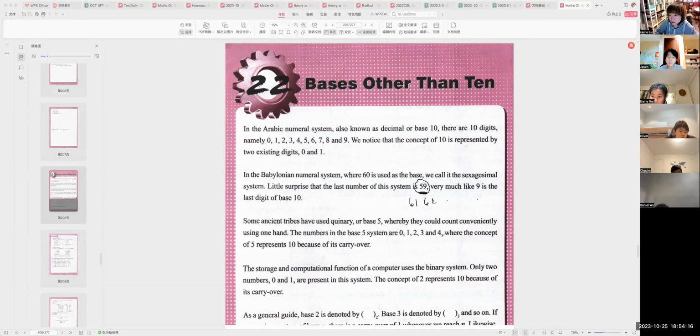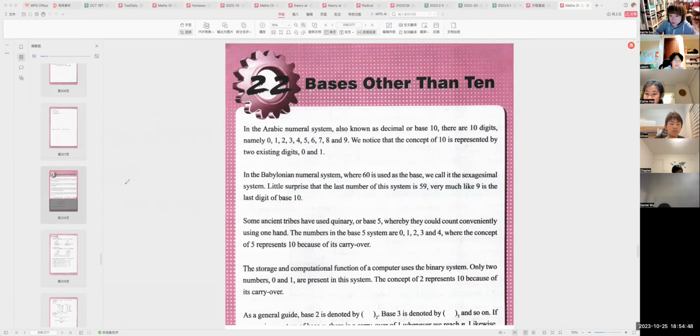Okay, some Asian tribes have used a quinary or base 5 system, which only has 0, 1, 2, 3, and 4. Sorry, no 5, only up to 4. Okay, so everybody got it? If you have base 9, you only have what? 0, 1, 2, 3, 4, 5, 6, 7, 8. Very good. If you have base 7, you have 0, 1, 2, 3, 4, 5, 6. Get it? And we are very familiar with the base with 0 and 1, because that's the storage and computational function. Yes, the computer uses a binary system.